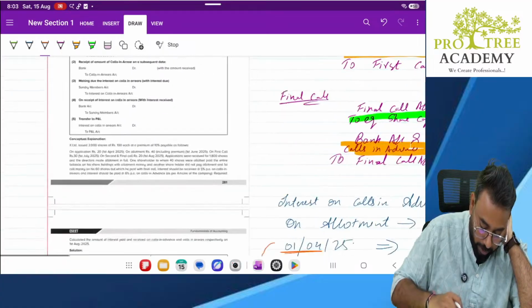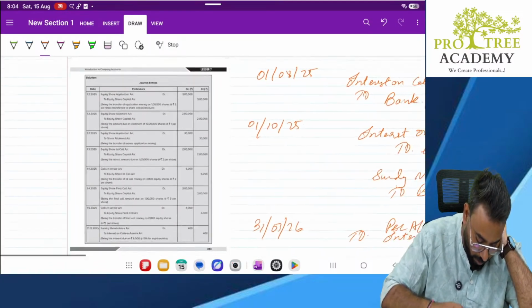That is your Illustration number 3. I know it is a very big sum, but it is a very good sum where you have seen a lot of adjustments.